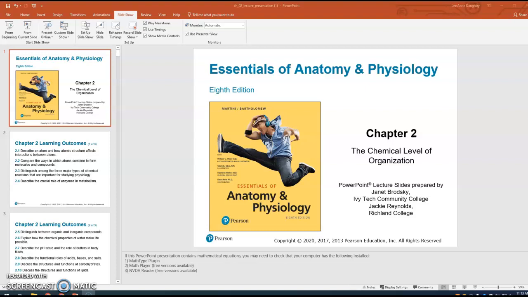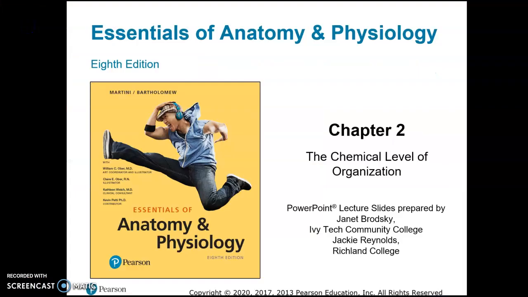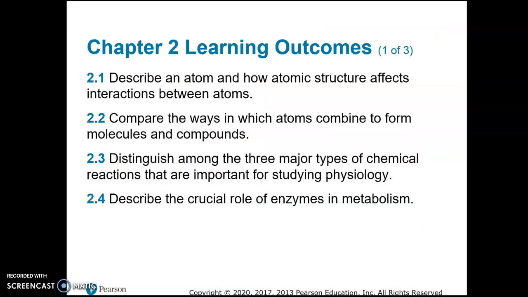This is the first part of the recorded lectures for Chapter 2 on chemistry, and I wanted to give you a little bit of information on why we study chemistry in anatomy and physiology. There are a couple of reasons. First and foremost, our body is made of cells, and our cells are made of chemicals, compounds and molecules. And those molecules and compounds are composed of atoms. So we have to have a certain understanding just to understand anatomy and physiology as we move forward.